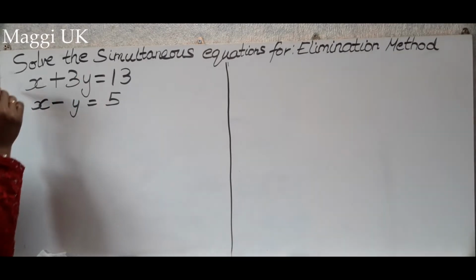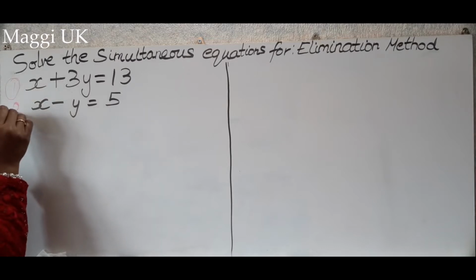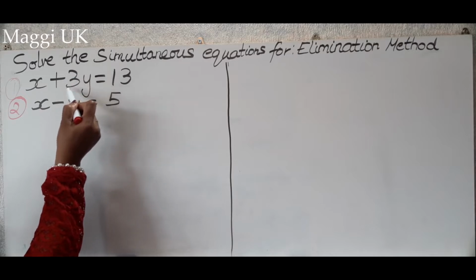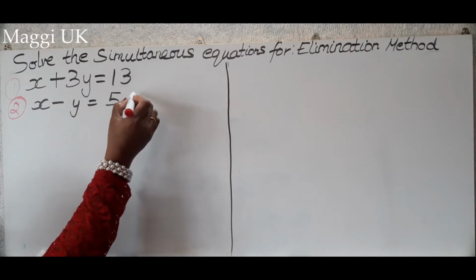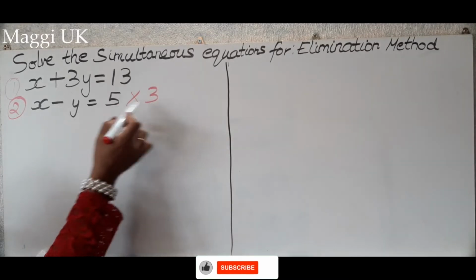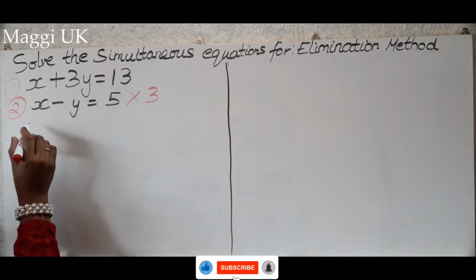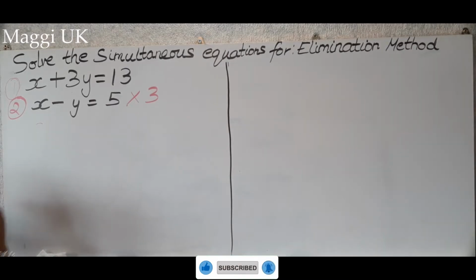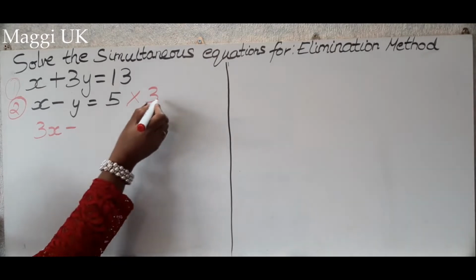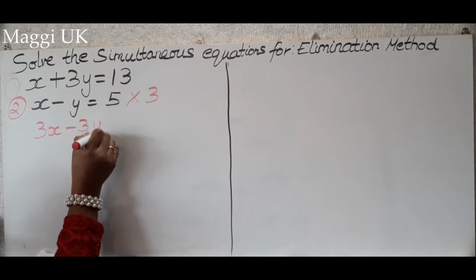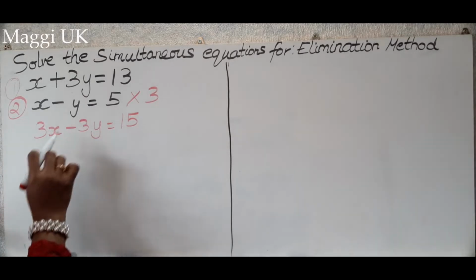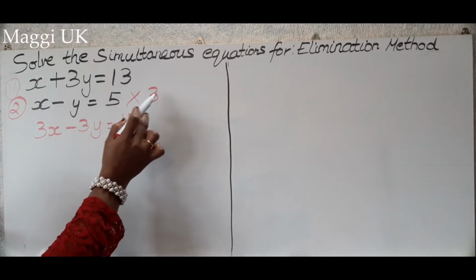This is the first equation and this is your second equation. Because you have a 3 in front of y, I'm going to multiply the second equation by 3. When I multiply the whole equation by 3, 3 times x gives 3x, then 3 times y is 3y, and then 5 times 3 is 15. So this is the equation when you multiply by 3.